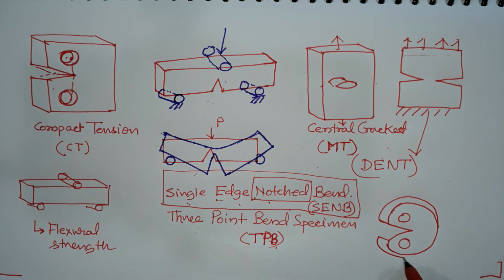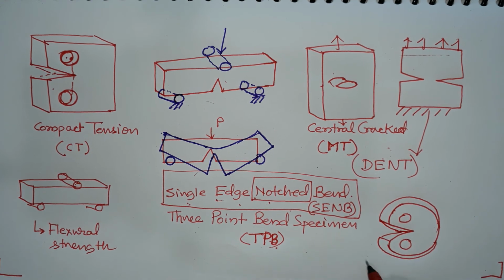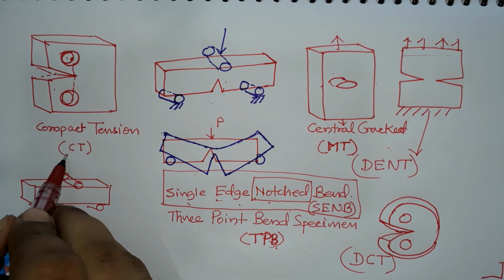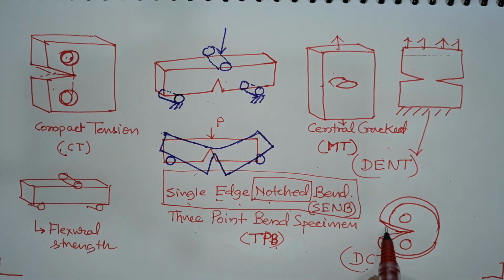So, this is called the disc compact tension specimen, DCT specimen. So, CT, just add a D there, and this will be the shape, and then it will be called DCT.